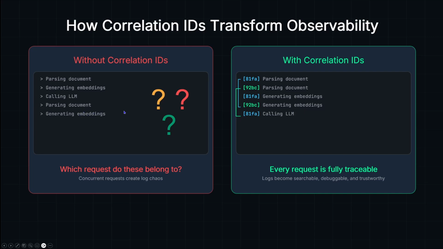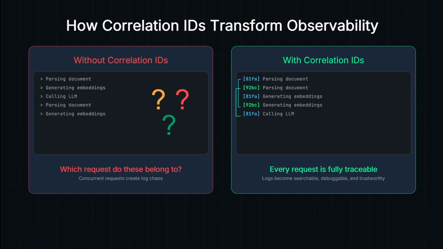Now, here's the beautiful part. Throughout this journey from middleware to route to service, every log line can automatically include the same correlation ID. So your logs may look like this. That means even if 50 users or 50 million users hit your API at the same time, you can still trace one request cleanly from start to finish. Without correlation IDs, your logs become almost impossible to debug. With correlation IDs, you can reconstruct the story of a single request from start to finish.